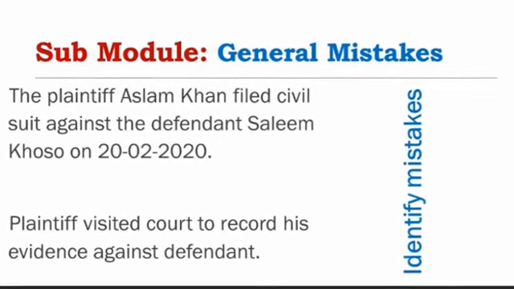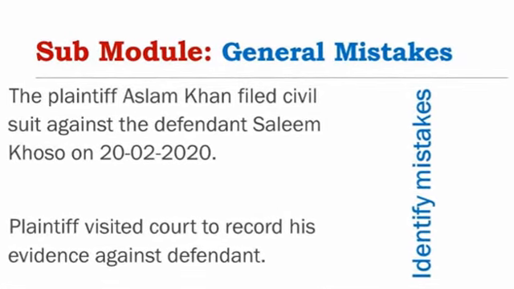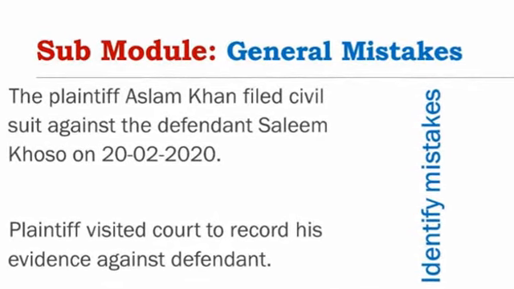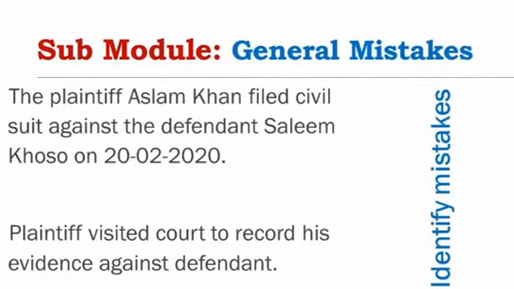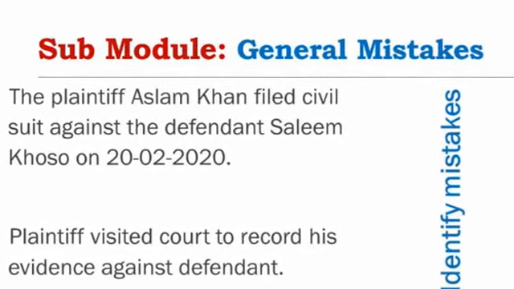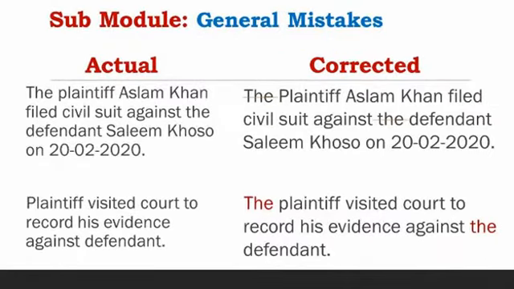The plaintiff Aslam Khan filed civil suit against the defendant Salim Koso on February 20, 2020. Plaintiff visited court to record his evidence against defendant. The correct sentence would be: Plaintiff Aslam Khan filed civil suit against defendant Salim Koso on February 20, 2020. The article the is not needed before plaintiff and defendant as their names have been given. In the second sentence the plaintiff's name is not given and therefore the is needed: The plaintiff visited court to record his evidence against the defendant.